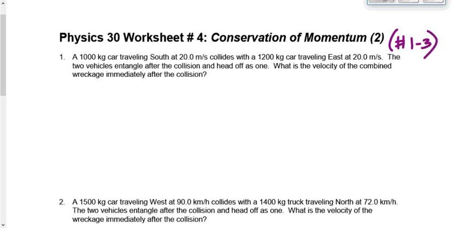Okay, let's drop what you're doing here now and take a look at question number 1. It says a 1,000 kilogram car traveling south collides with a 1,200 kilogram car traveling east. If we have a south and an east, that's two different dimensions, two different axes. We know we're going to have to do x and y components. So let's draw it out.